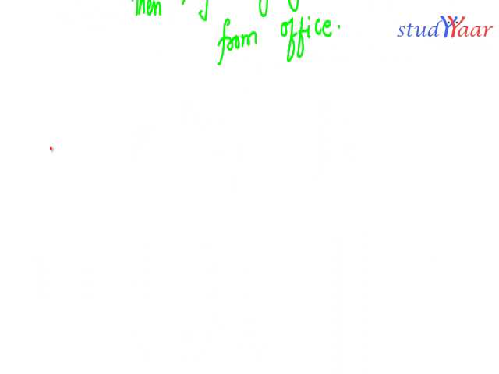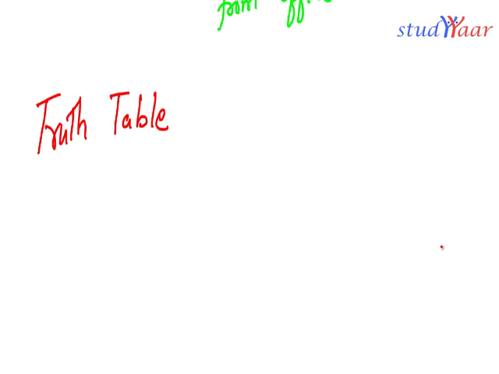Now let's understand what a truth table is, okay? A truth table is something that gives me the relationship between the truth values of a compound proposition and its associated primitive propositions.